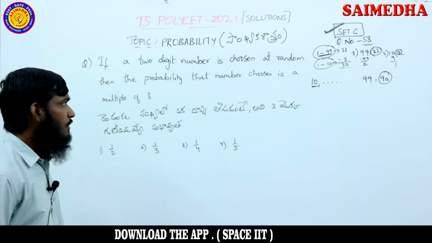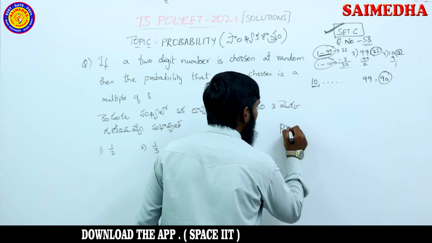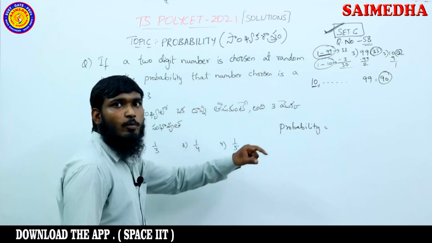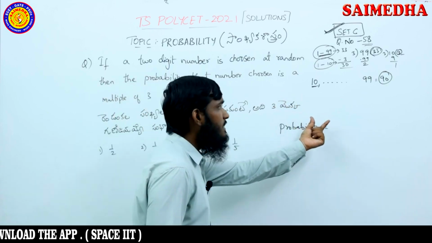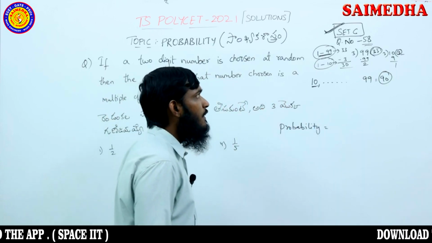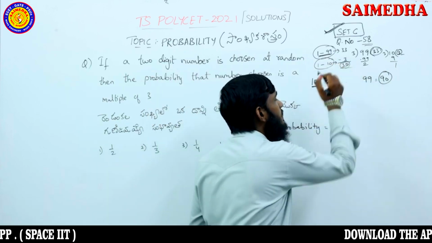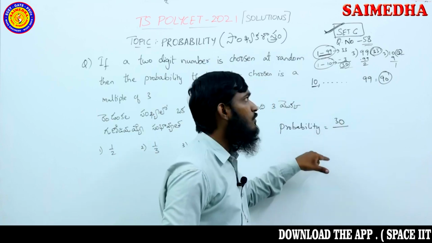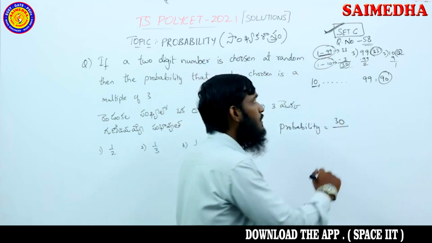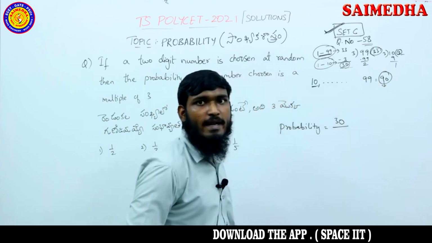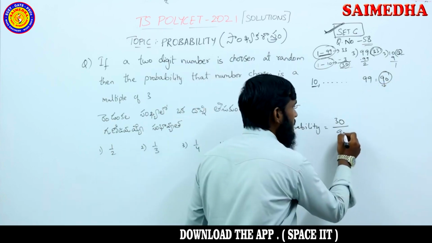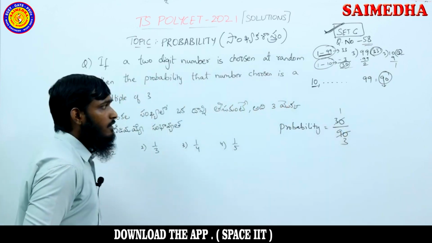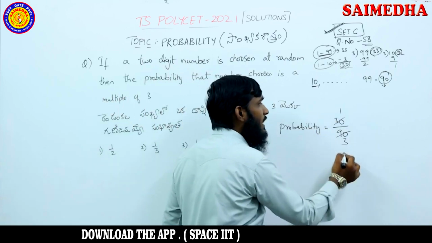Is it clear? So, what is the formula for probability over here? Probability is equal to, in the numerator, the number of favorable outcomes. The number of favorable outcomes is 30. So we write 30 divided by, in the denominator, the total number of outcomes, which is 90. So 30 ones are 30 and 30 threes are 90. After cancelling, we have got the answer as 1 by 3.